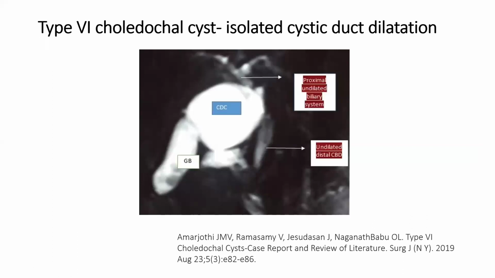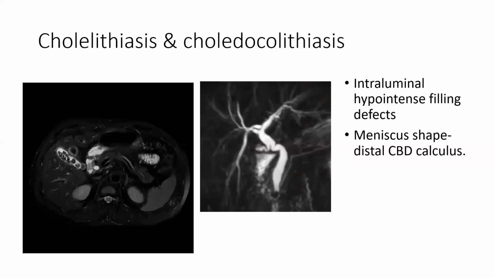So there's an entity called the type 6 choledochal cyst also, and this is an isolated dilatation which involves only the cystic duct. So you can see that the gallbladder appears normal as well as the rest of the biliary system. So an isolated dilatation of the cystic duct is called a type 6 choledochal cyst.